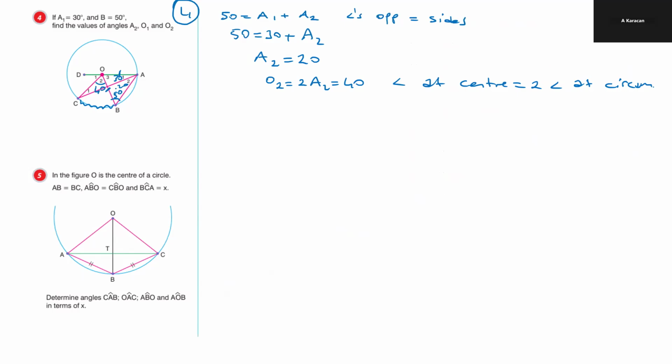And if you check OBA, O1 plus 40 must be equal to OAB plus angle B. Why? Exterior angle of triangle. So O1 plus 40 is equal to 50 plus 50. Then O1 will be equal to 60.